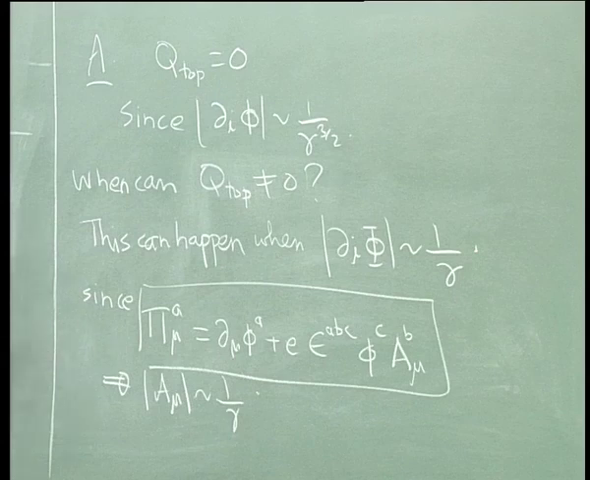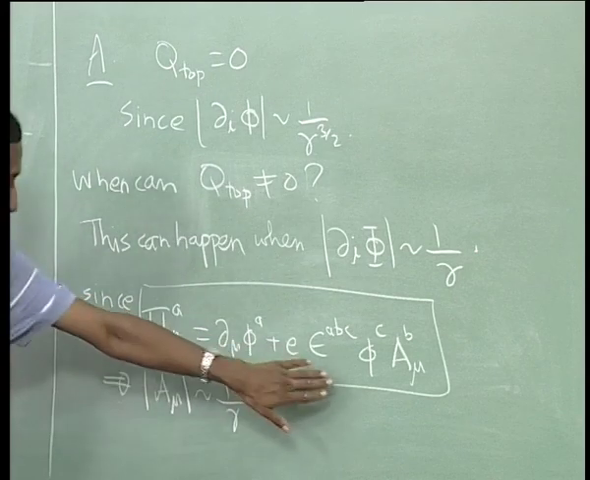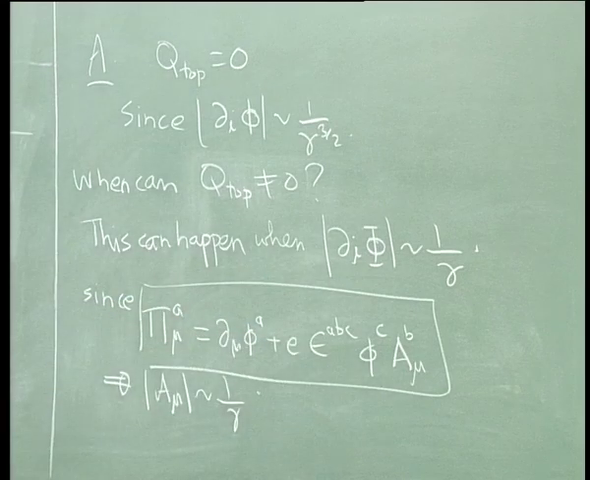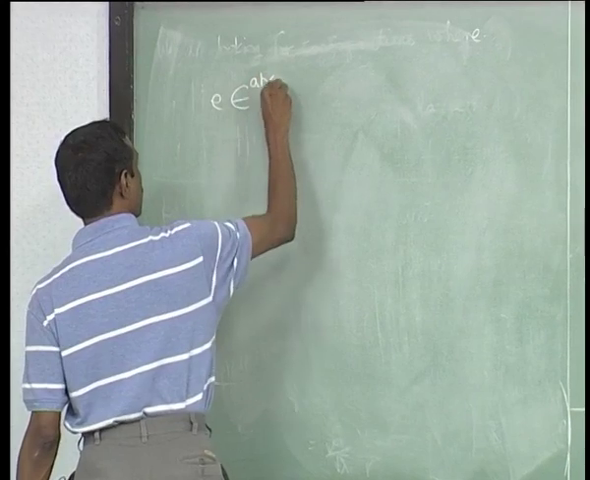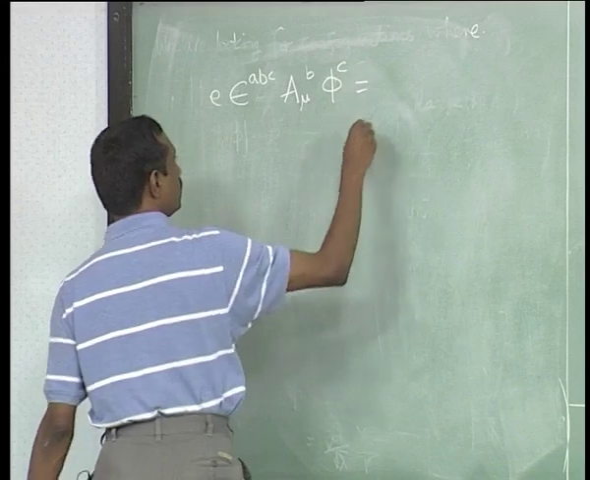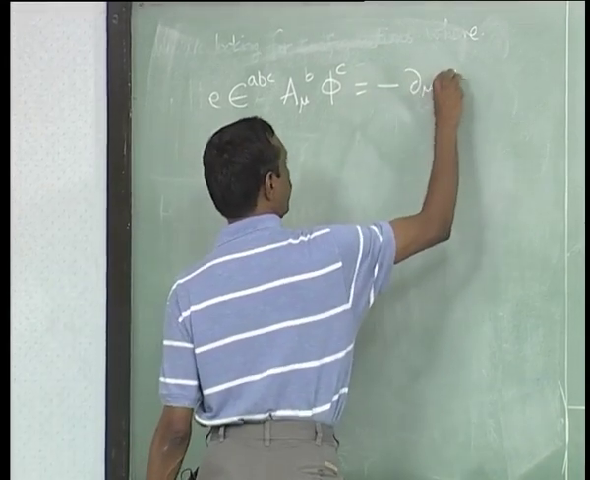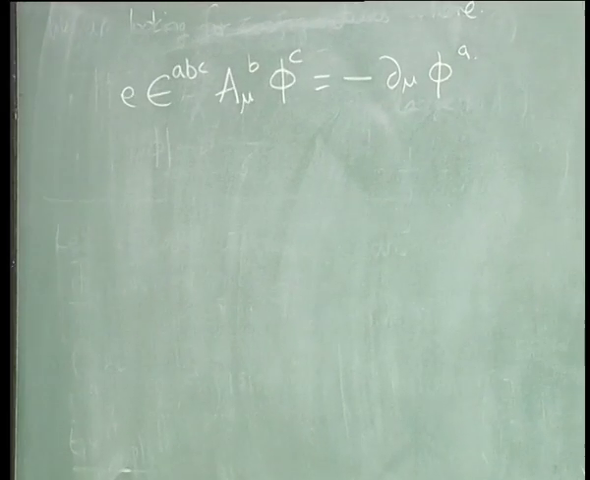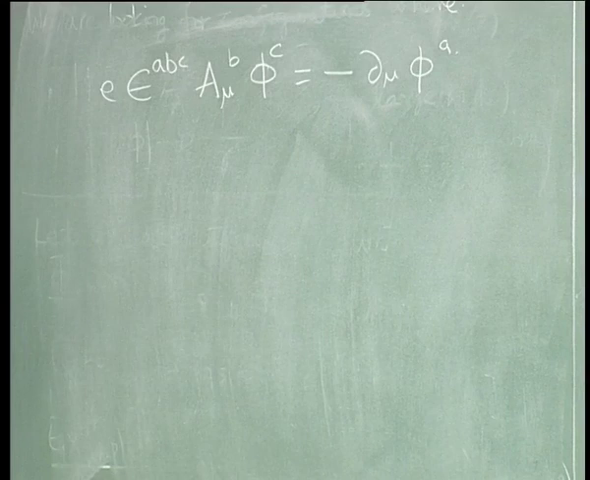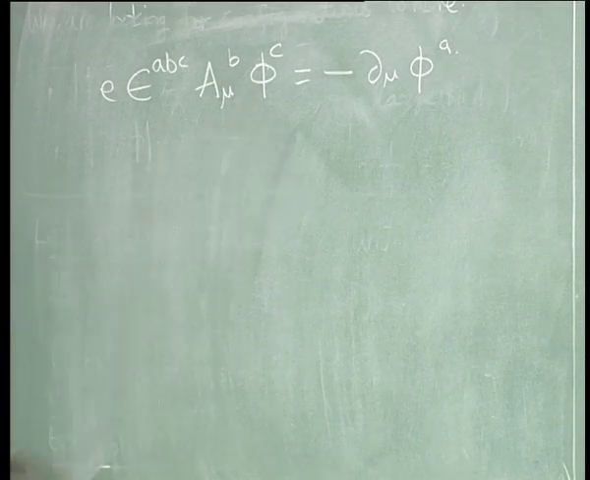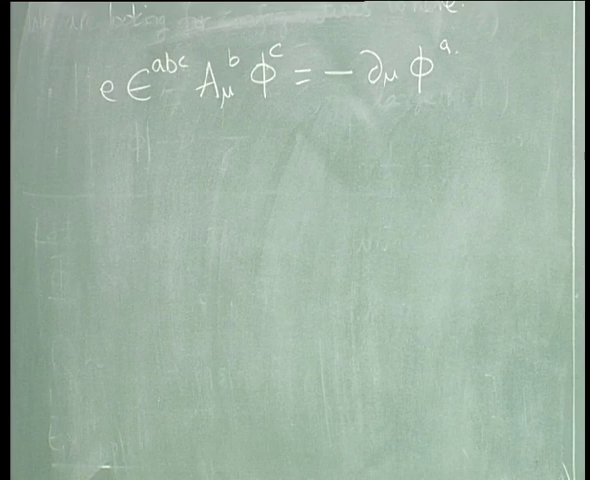So what we want to do is to solve pi mu of a equal to 0. I can take this to the other side and put a minus sign. So we have e epsilon ABC a mu b phi c equal to minus d mu of phi a in that region. The region we have in mind is close to infinity, where we know that SU2 is broken to U1, everything is fine. But we still have painful factors of phi floating around, so we need to get around that.